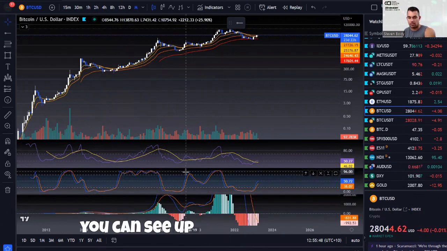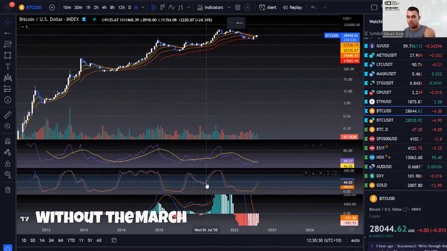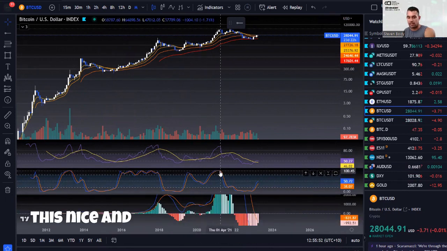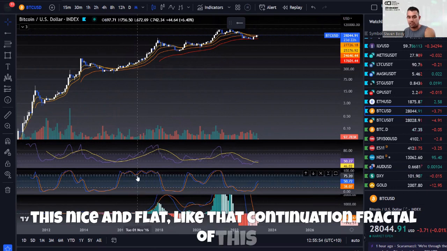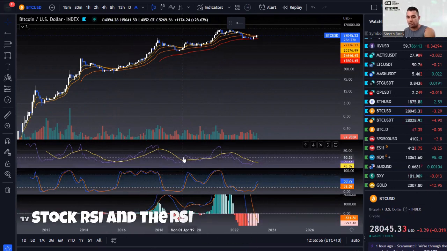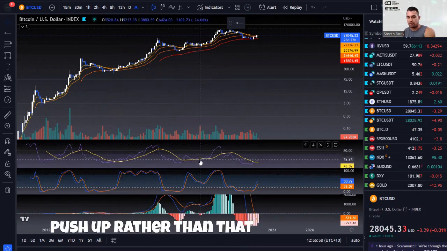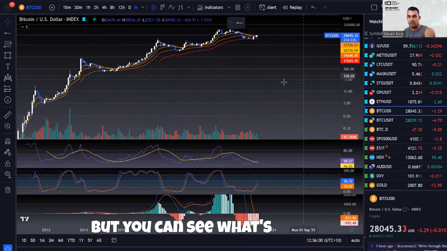As you can see, up the top, nice and flat. Without the March 2020 black swan, you would have seen this nice and flat like that. Continuation fractal of this stock RSI, and the RSI here would have continued to push up rather than that little crash here. But you can see what's happened.